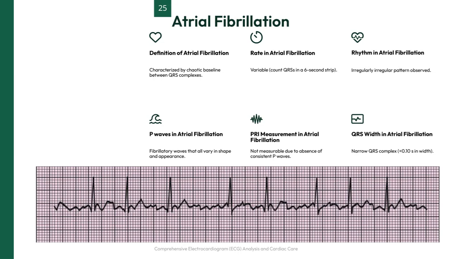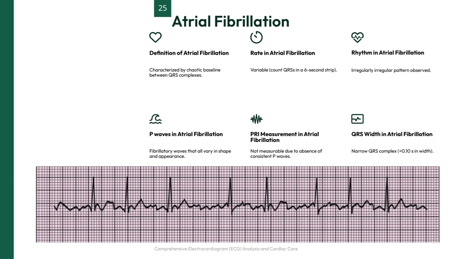Atrial fibrillation is defined by a chaotic baseline visible between the QRS complexes on an ECG. When we look at the heart rate during atrial fibrillation, it tends to be variable, so it's helpful to count the QRS complexes in a 6-second strip to estimate the rate. The rhythm is described as irregularly irregular, meaning there's no consistent pattern to the beats. Instead of distinct P waves, you'll see fibrillatory waves that change in shape and appearance throughout the strip.